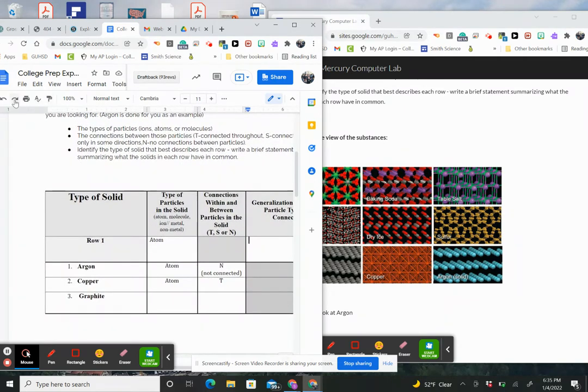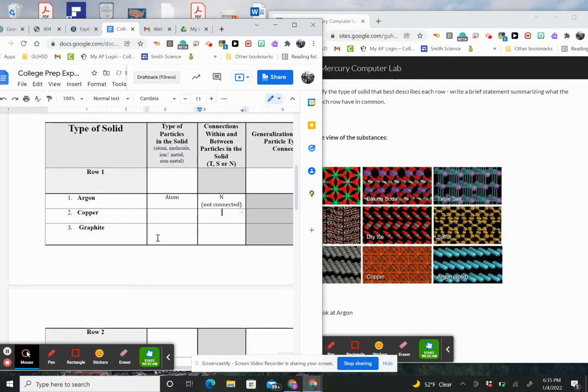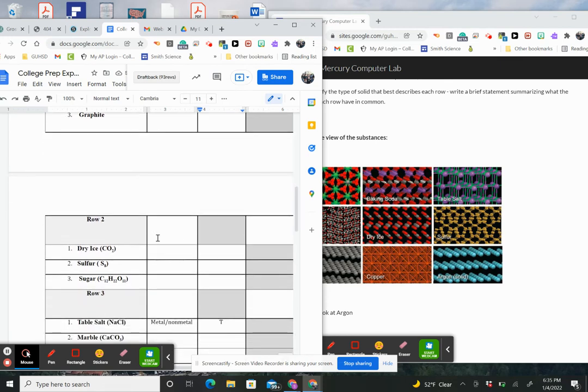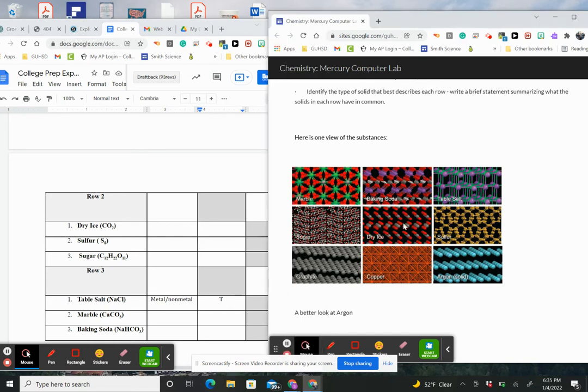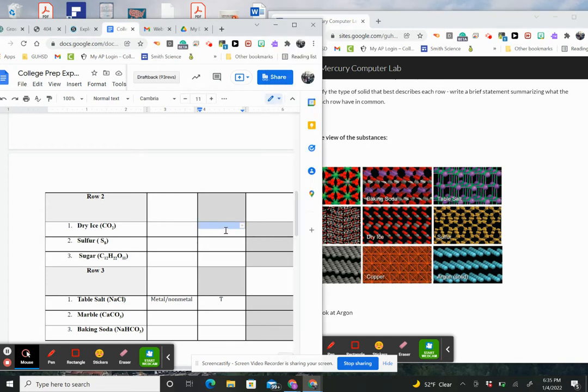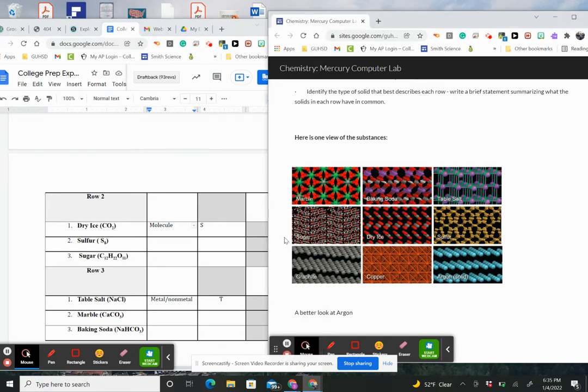Then when I move to the next, I'm going to delete this from the sheet that I have here. Then I'm going to go to row 2. Row 2 is dry ice, CO2. It looks like it is partially connected, so I'm somewhat connected. That's going to be an S. And then what is that? That's going to end up being a molecule. And so we're going to go through these. In row 2, it's going to be these images right here.